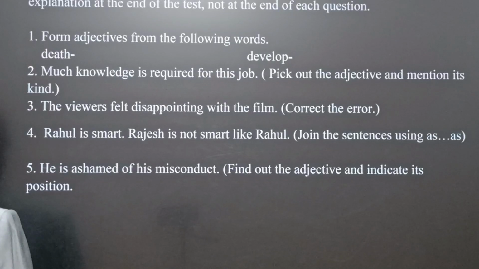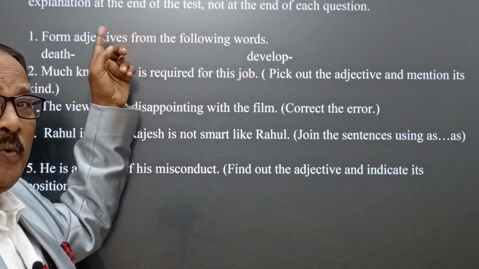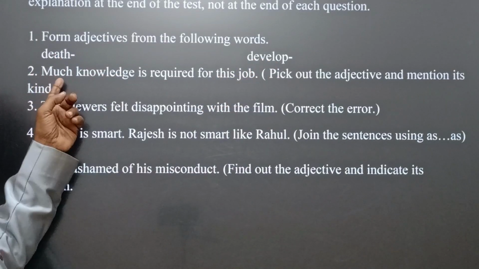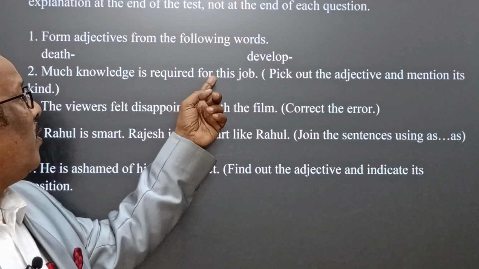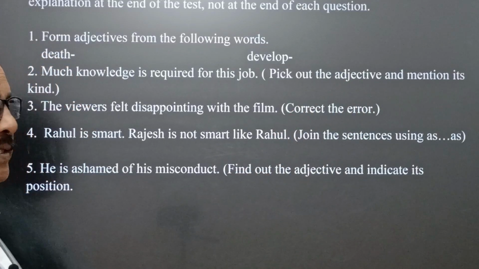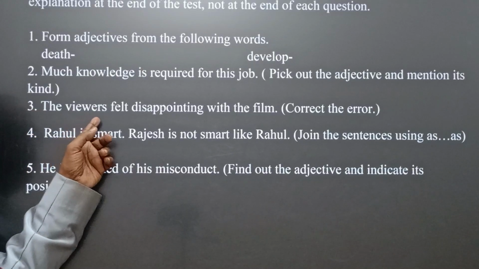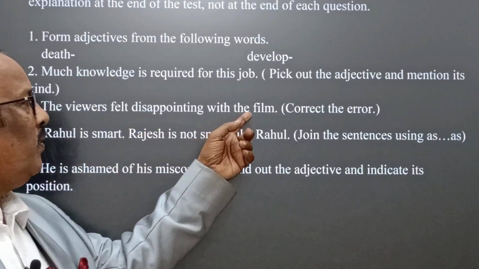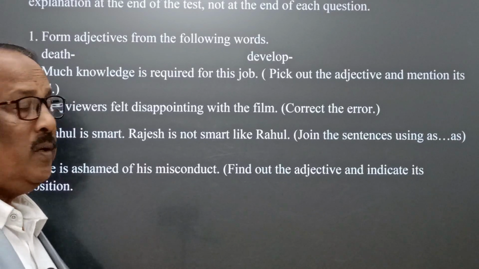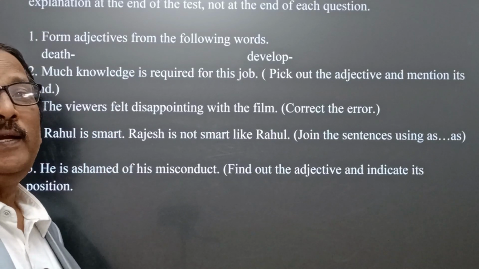Question number 1. Form adjectives from the following words. We have to form adjectives of death and develop. Question number 2. Much knowledge is required for this job. Pick out the adjective and mention its kind. This is the instruction. Next, the viewers felt disappointing with the film. The instruction is correct the error. It means we have to find out the error and correct it.